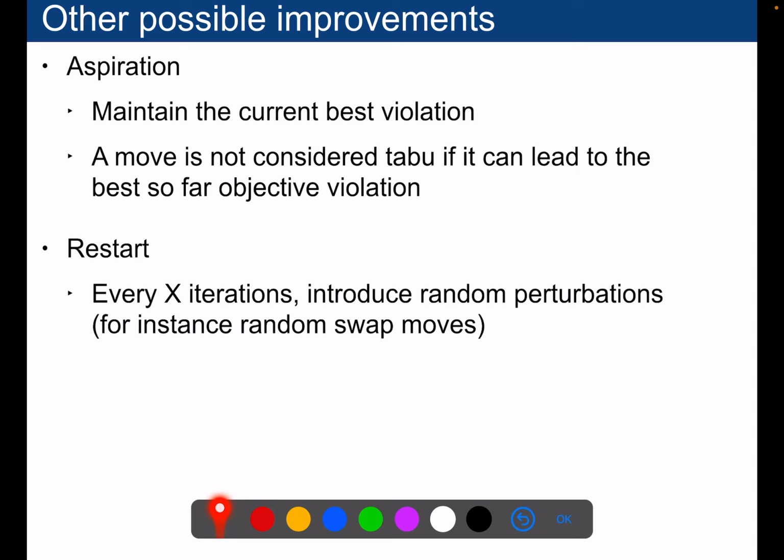Some possible improvements on this procedure: you might consider adding an aspiration criterion. It means that you will maintain the current best violation and you will say that a move is taboo unless it can lead to an even better solution than you have seen so far. So that's a quite efficient way to avoid the taboo being a little bit stupid, if you want, because the taboo search might say that I don't want to apply a move even if it will allow me to reach the best solution that I have seen so far. And so if you include an aspiration criterion, then you will be a little bit less stupid.